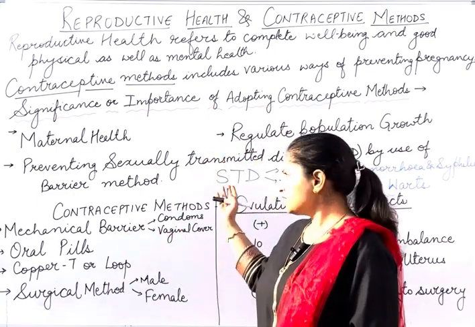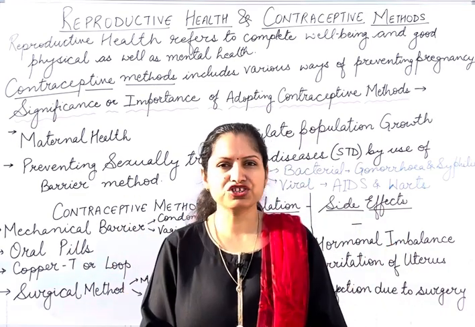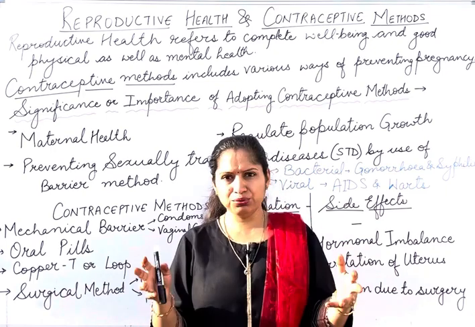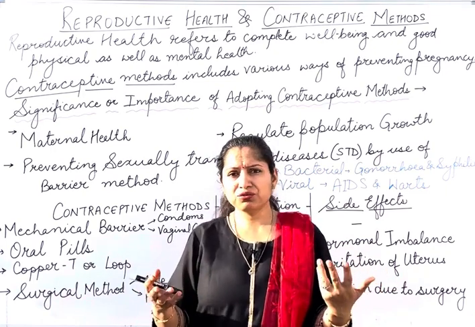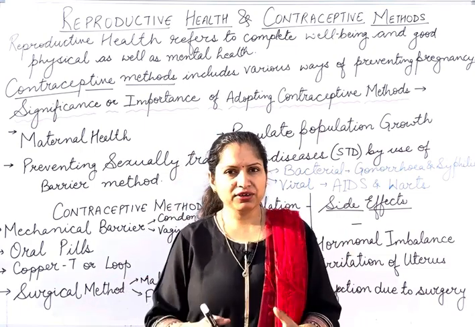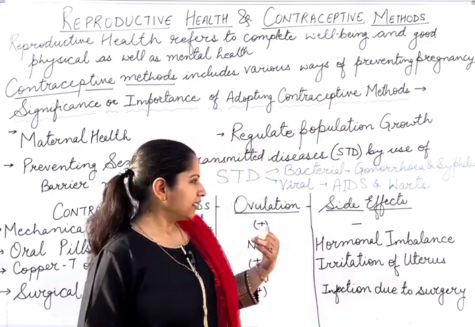The next importance of contraceptive methods is regulating the population size. Population is expanding to a huge extent. We have become one of the most populated countries, so we need to regulate population growth by checking the birth rate.